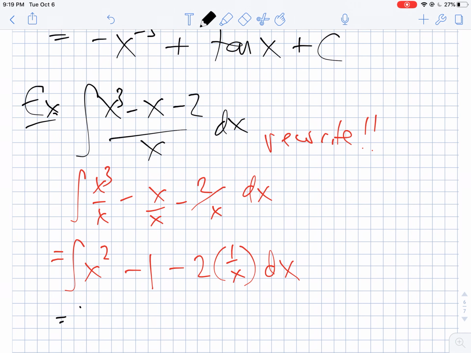The antiderivative of x squared is x cubed over 3. The derivative of x is 1, so there's a minus x. And then the antiderivative of 1 over x is ln absolute value x plus c. Okay, so that's how you're going to approach these problems with antiderivatives. If you have a polynomial or something that looks like it, just split it up. Do each part separately, leave the constants in front.